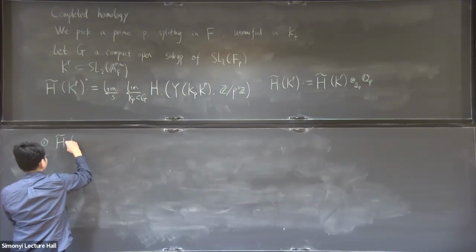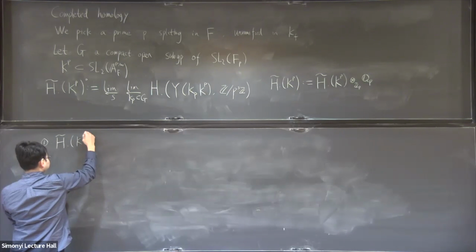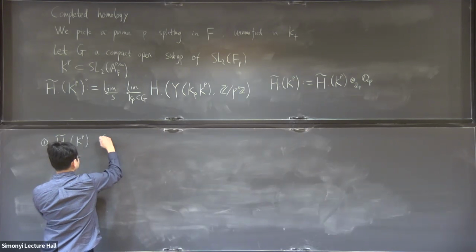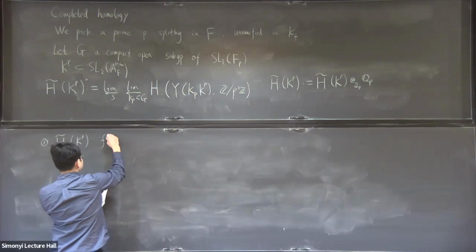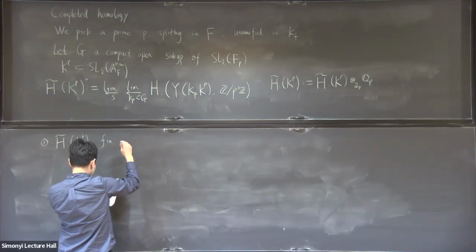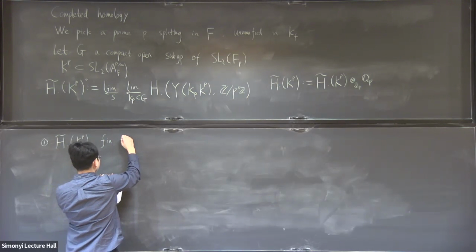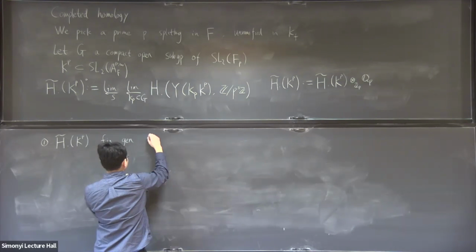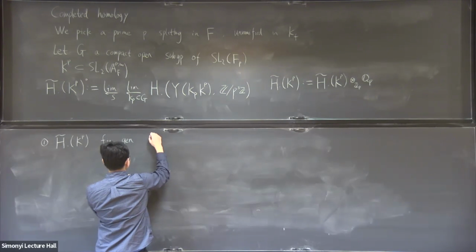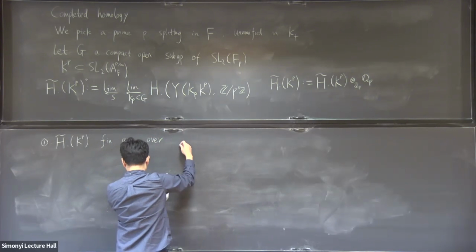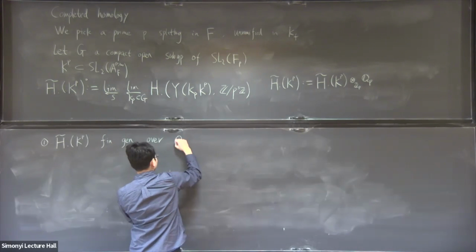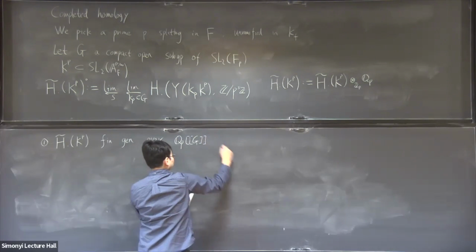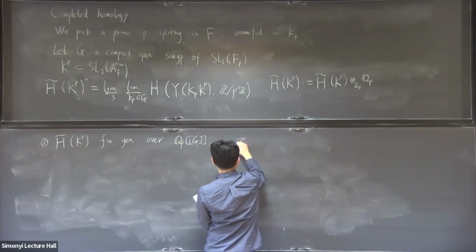So these completed homology groups are admissible in the sense that they are finitely generated modules over a number theoretic ring. This ring is the so-called Iwasawa algebra, and I first define it.